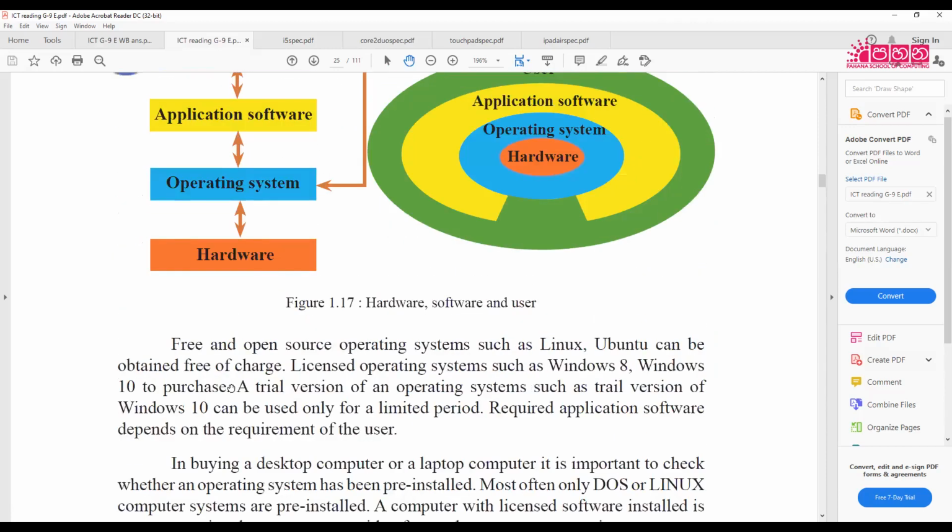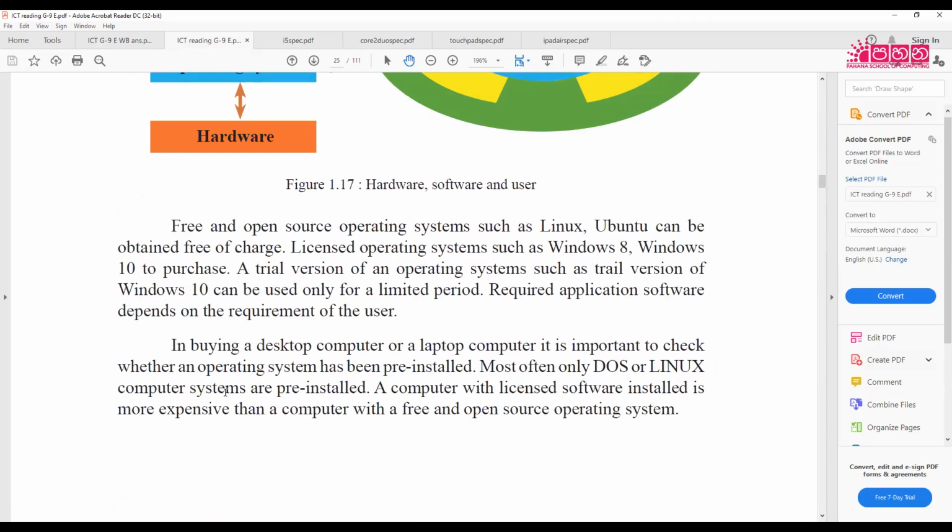Right. So that's about the software. You should know there are different operating systems. Windows 10, you have to purchase it. We call it a licensed operating system. But if you take Ubuntu, a Linux type operating system, they are free and open source. You don't have to pay anything.